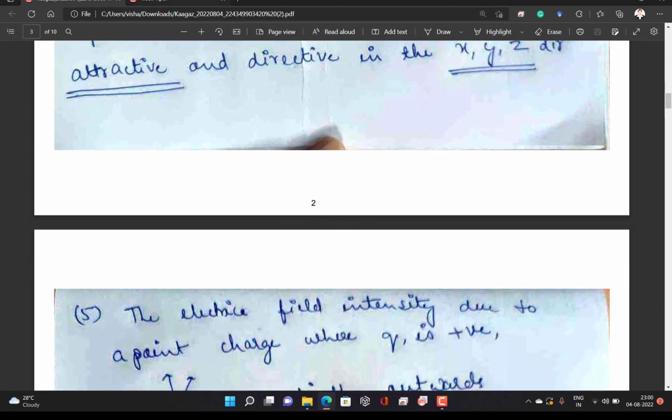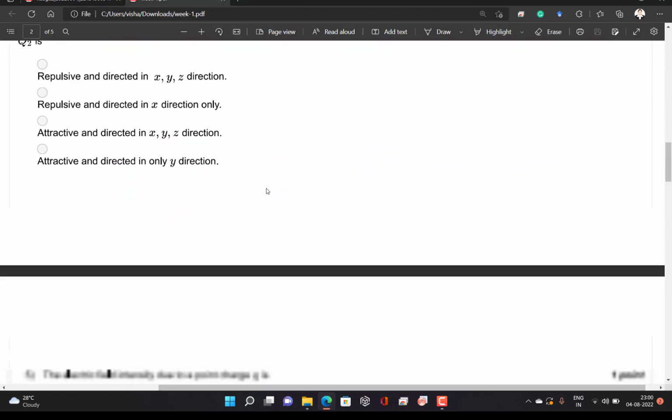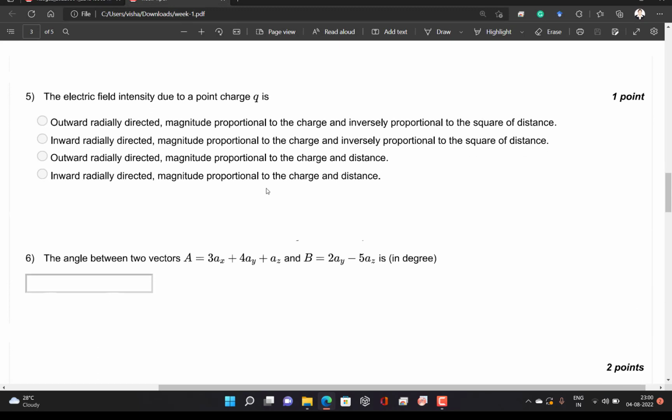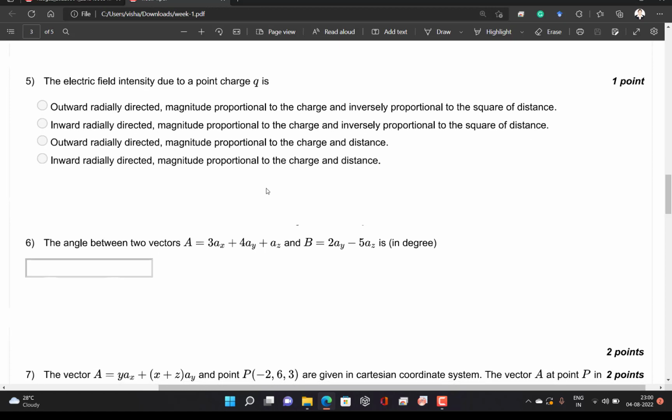Okay, so now let's go to question number 5. The question here is: the electric field intensity due to a point charge Q is. It's a pretty simple question. A point charge Q is given in a space, and it's asked what the electric field intensity due to point charge Q will be. So let's see the options.